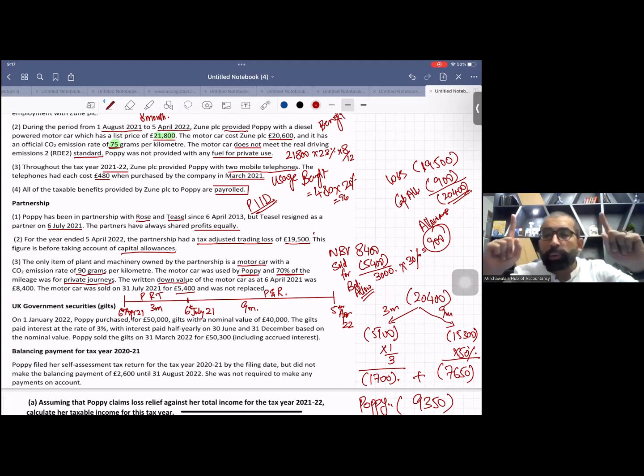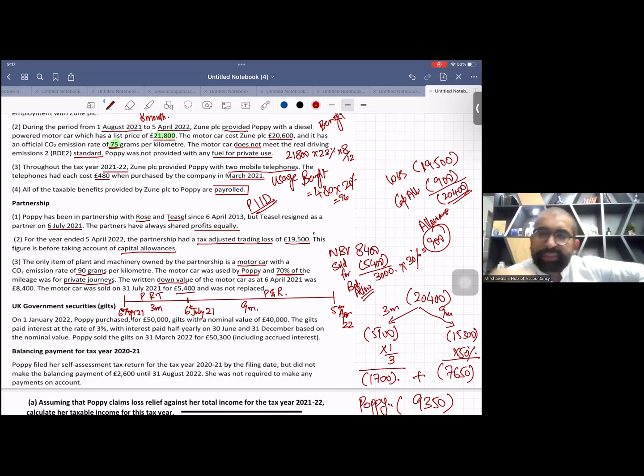Now, we are doing partnership right now. And you know, the partnership loss is always a trading loss. The partnership is for trading, business. So now this Poppy is an individual human being. And when a human being has a trading loss, there are many options.